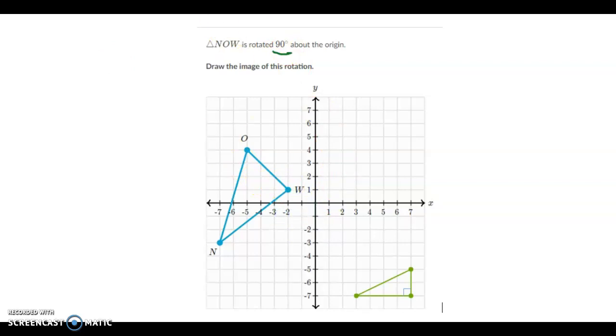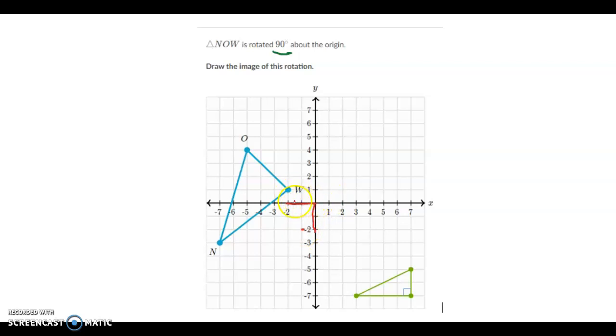Let me get rid of this stuff. We'll take our point. We had gone over 2 and up 1. Now we're going to take that same movement from this axis and move it 90 degrees around in the positive direction onto this axis, and our point ends up right there. We will do that for each point individually.